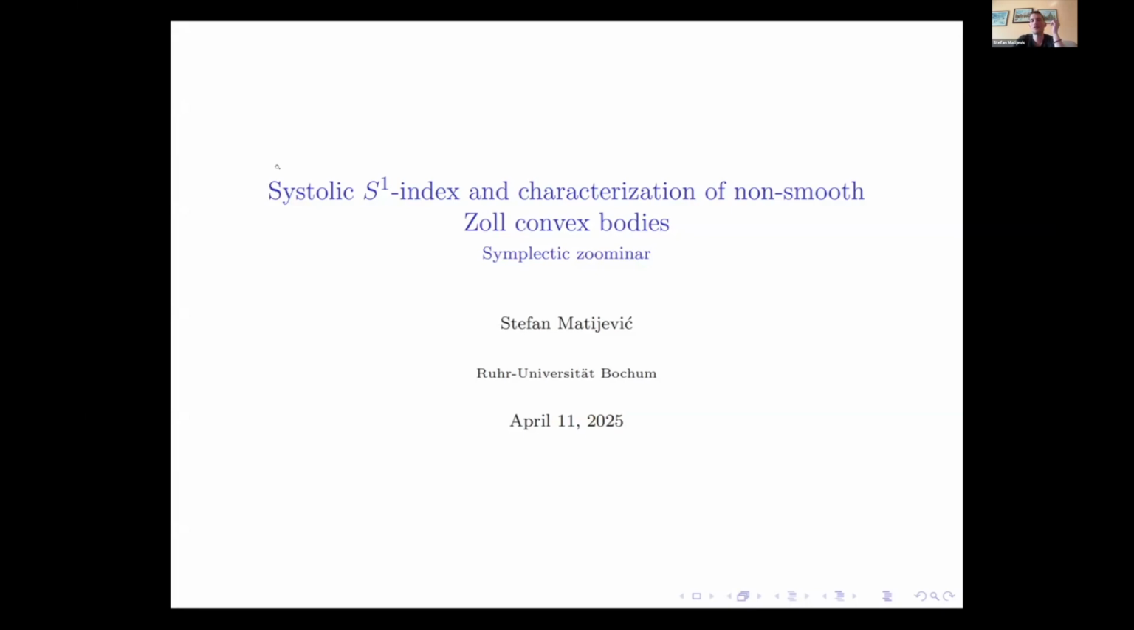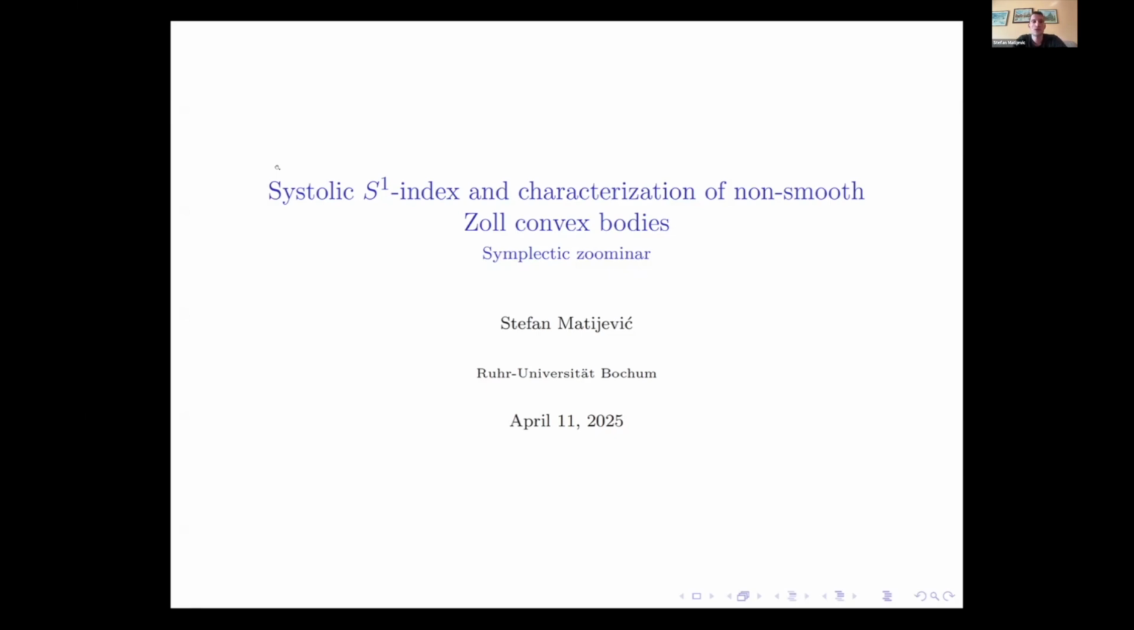Today I will talk about basically a way one can extend the definition of Zoll convex bodies to a non-smooth setting in a way which is natural from a symplectic point of view. First I will briefly give a definition of Zoll convex bodies in a smooth setting, and then I will bit motivate the results which will follow.